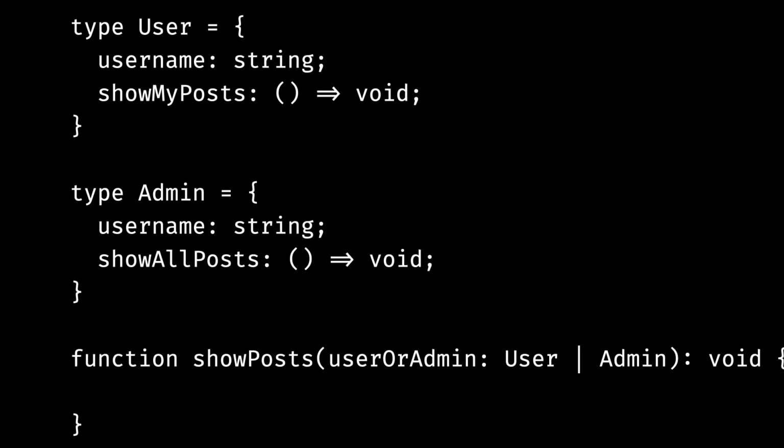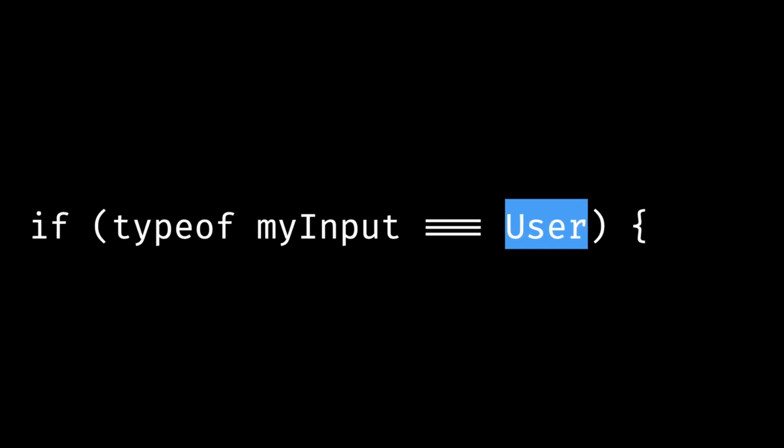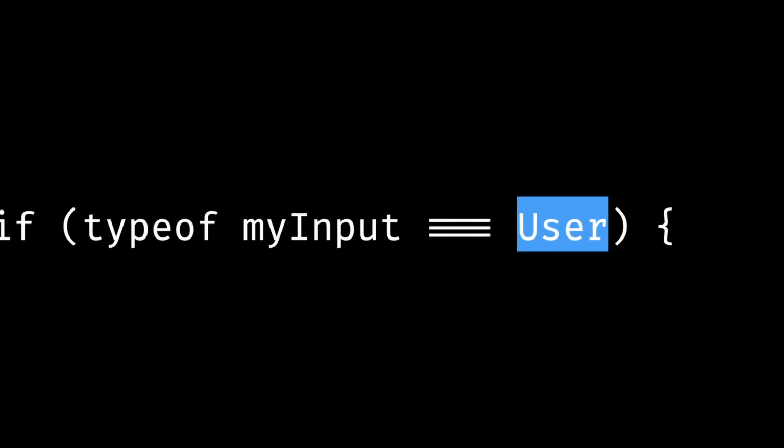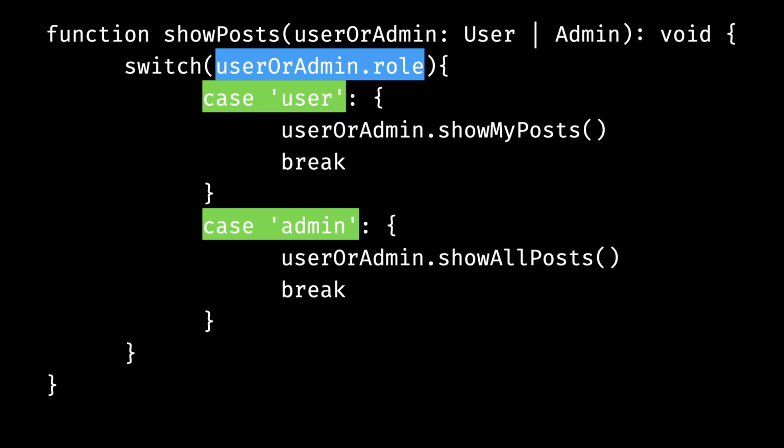What if we have custom types in a union like this? We can't do typeof now. We need something to distinguish the two, such as a role, and then we can use the switch conditional. And auto-completion works perfectly here. TypeScript knows what we can use in each case.